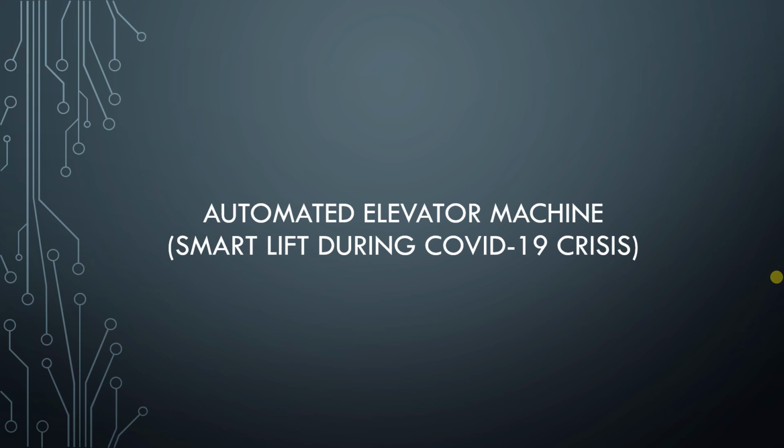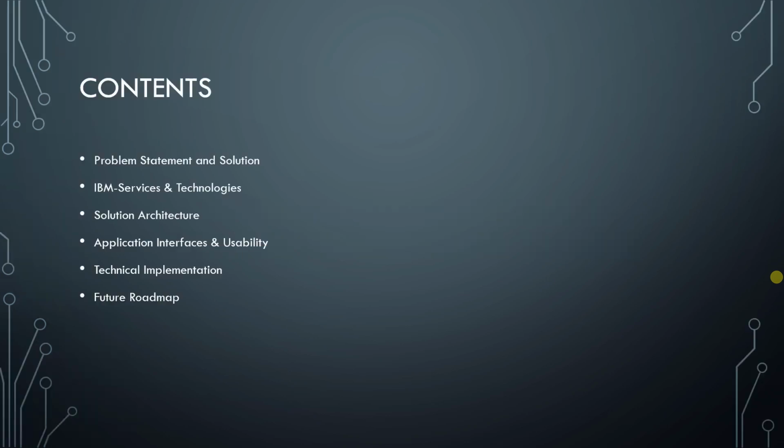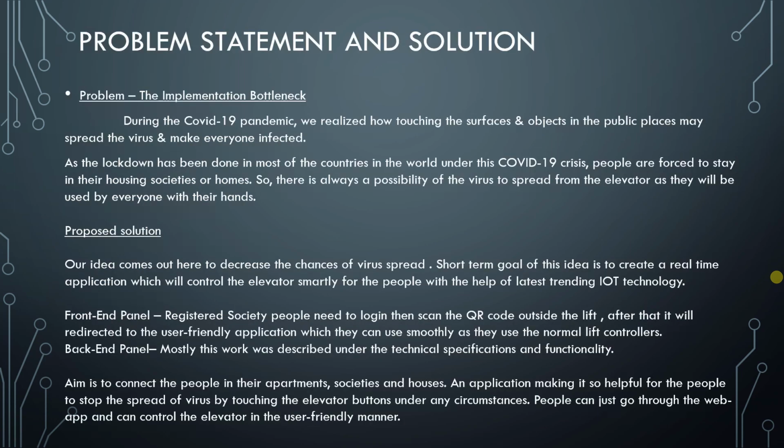Vishwas. Our IBM Hackathon idea is an automated elevator machine, which is very useful during the COVID-19 crisis. So let's go through the topics which we will be covering during the upcoming slides. Let's start with our first topic, problem statement and the required solution.